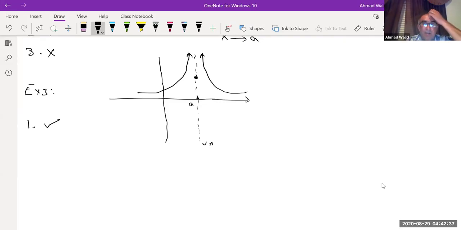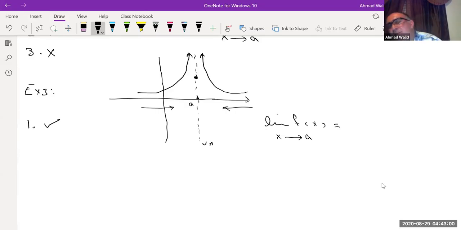Test 2. Does the limit of f of x as x approaches a exist? What will be your answer? When you're going from the right and when we are going from the left, are the limit of the right hand and the limit of the left hand equal to each other? Look, both of them go to positive infinity, right? Then it passes test 2.